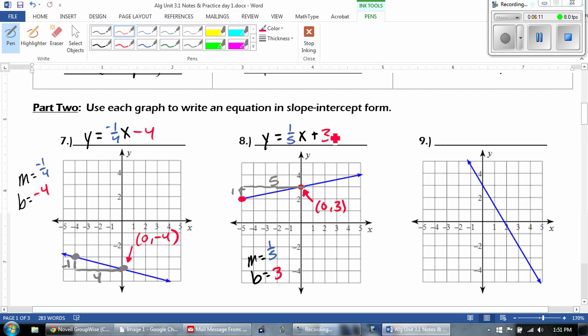Okay, why don't you pause the video and see if you can try number 2 on your own. I'll help you find the points real quick. There's one right there, and I would say the next one is right there. So go ahead and pause the video, and good luck.